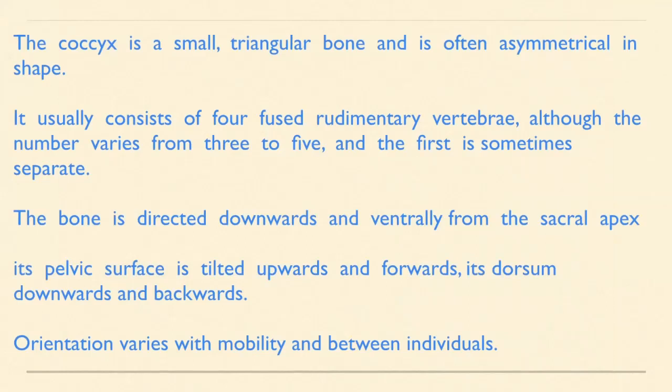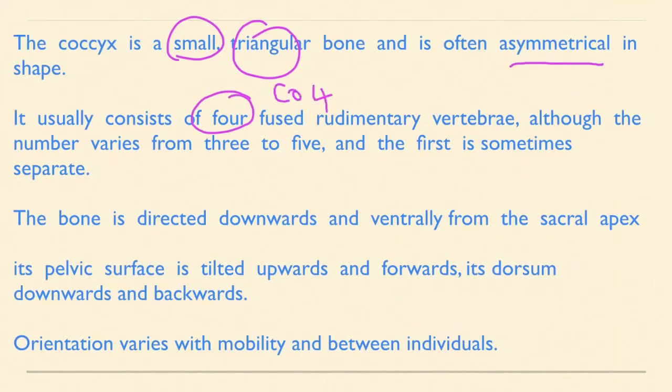The coccyx is a small, triangular bone and is often asymmetrical in shape. It usually consists of 4 fused rudimentary vertebrae. Okay, 4, although the number varies from 3 to 5. So coccyx varies from 3 to 5. It can be 3, 4 or 5, and the first is sometimes separate.